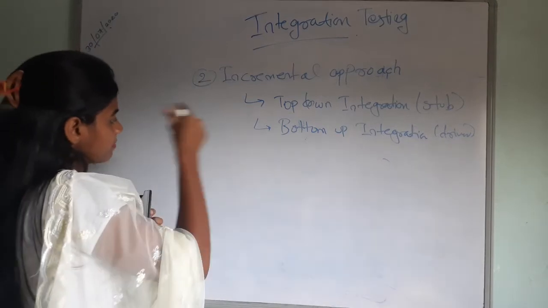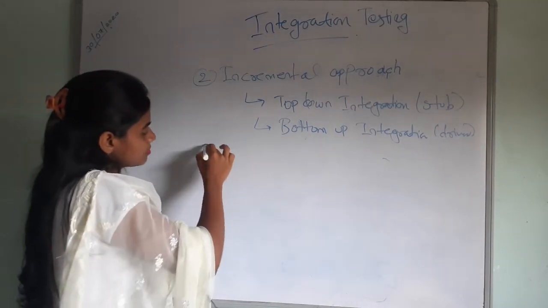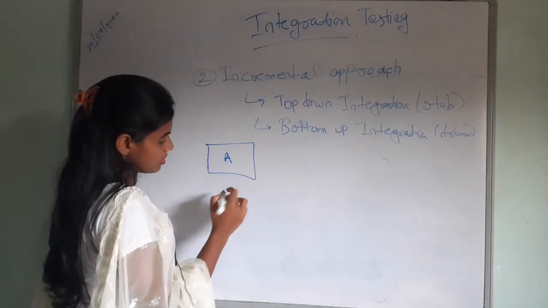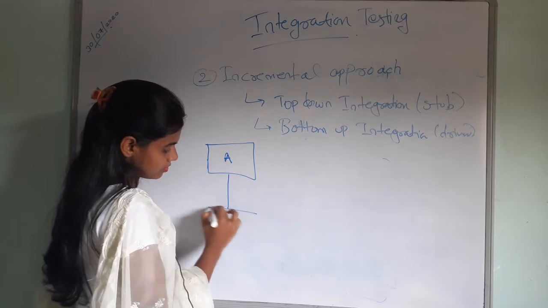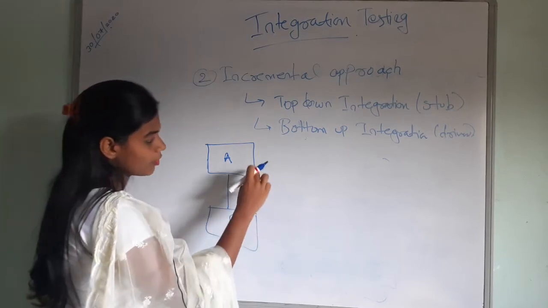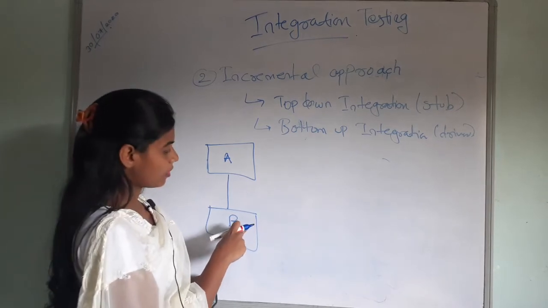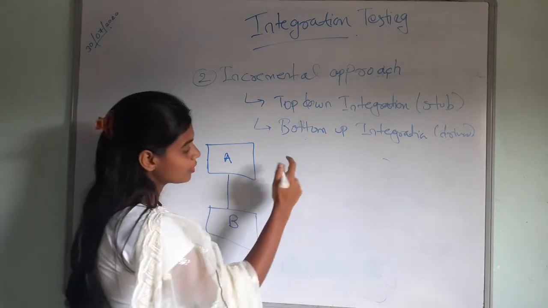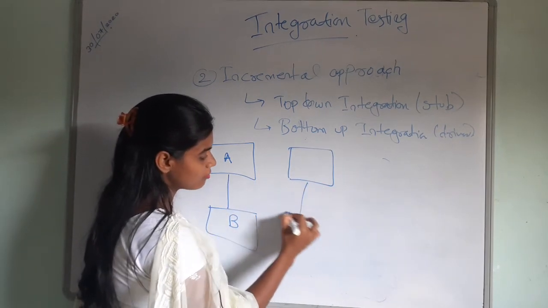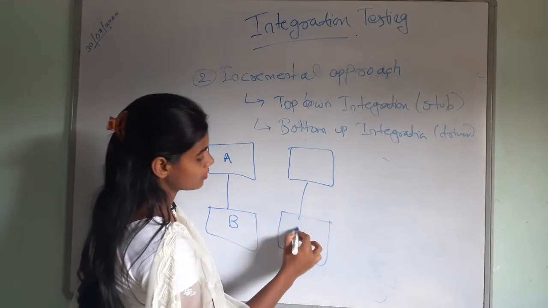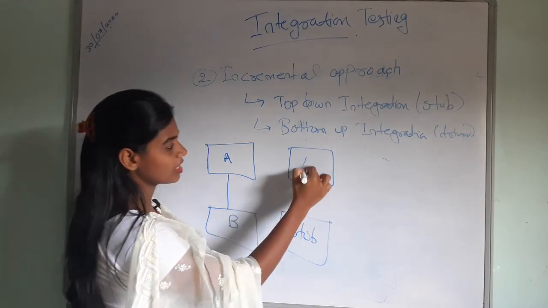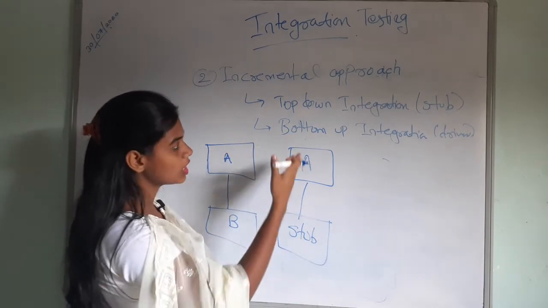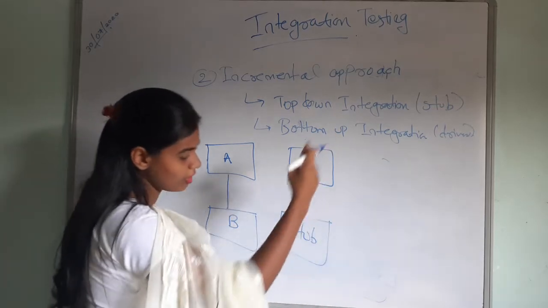Now you can see here is component A, and here is component B. A is connected to module B. But A has to connect to module B, but B is not ready, while A is ready. So what to do? Here we will take a stub, because A has to connect with B, but B is not ready. So here we have to do top-down integration. We have to use the stub.